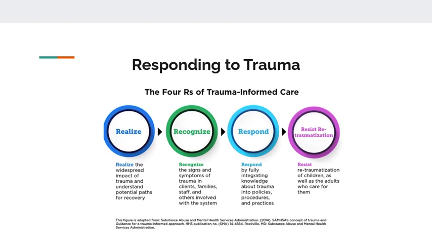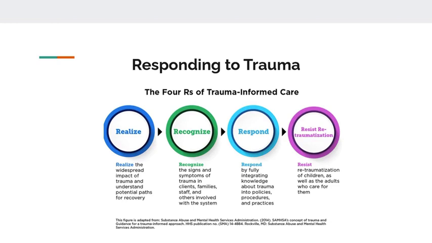And then going on to the next R, recognize the signs and symptoms of trauma in clients, families, staff, and others involved in the system. So we want to recognize, 1, what is happening in the brain, which we spoke about today as well, and then how that impacts the symptoms or the effects, the impacts that students are presenting in the classroom. So, right, what I just spoke about, difficulty with academic performance, inability to focus and concentrate, etc. Respond is the next one.